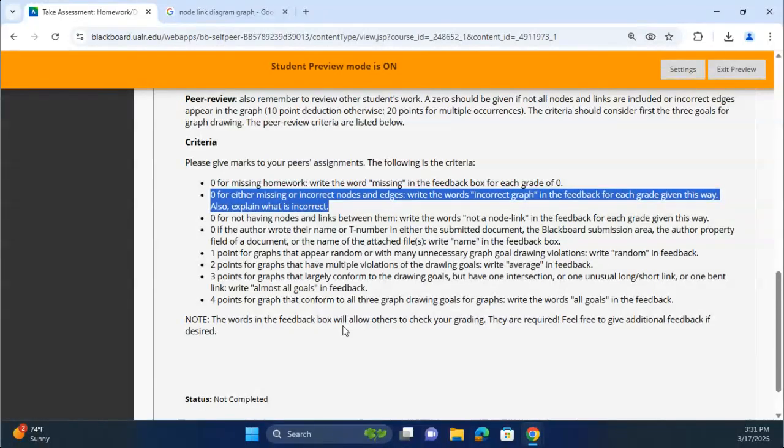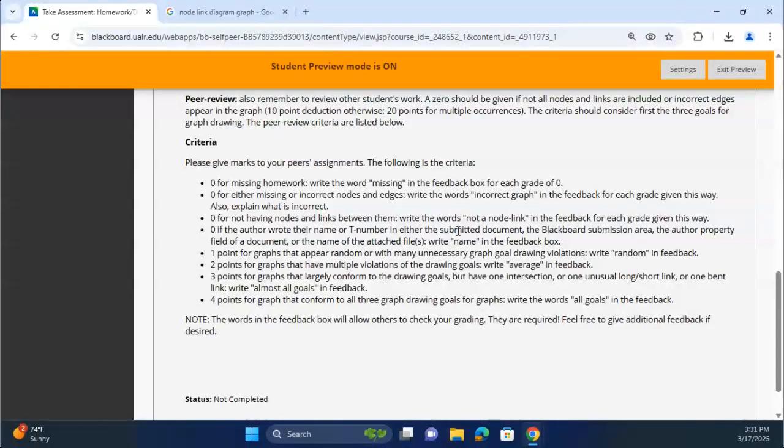If a link is missing, put it there. If you have an extra one or a wrong one, fix it. Otherwise, reviewers are going to look for that, and you're going to get a 0. There's no reason to get a 0 for that. So you can control it.